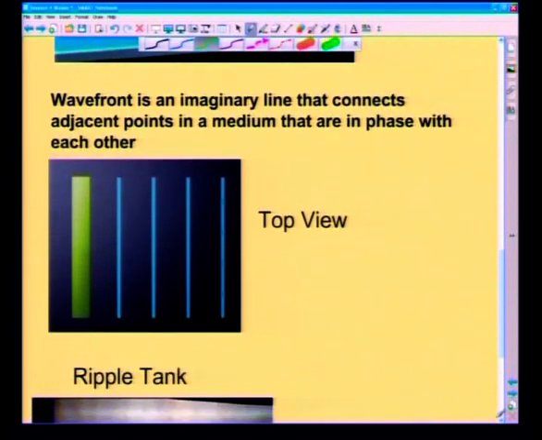what does it result in? Now, remember, we're speaking about wave fronts. And we are saying that a wave front is an imaginary line that connects adjacent points in a medium that are in phase with each other.